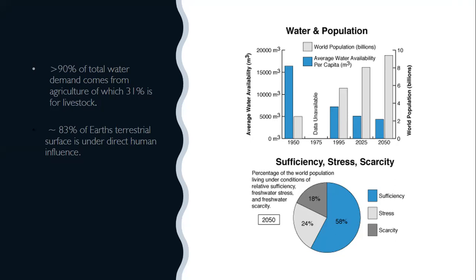Availability of water per capita is really reducing, and we are moving towards an era of high scarcity by around 2050, where we see world population really outgrowing the capacity of water resources to maintain their needs.